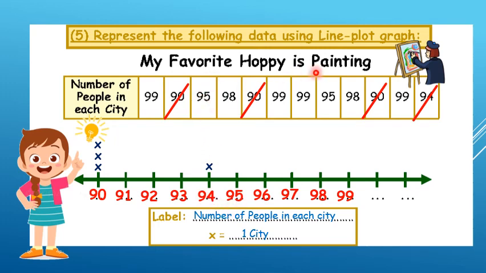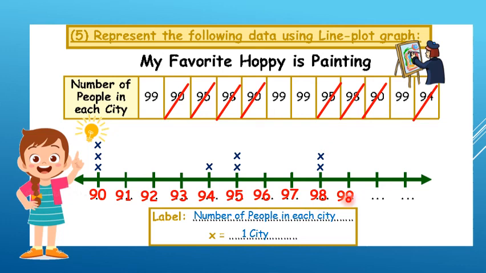95, yes. How many? 1, 2. Two cities only have 95 people who love painting. Then we will write down 2 X's only above 95. Is there 96? No. 97? No. 98? Yes. How many? 1, 2. Two cities only have 98 people who love painting. Then we will cancel and put X, and cancel and put X. Then we have 2 X's only above 98. Two cities only have 98 people who love painting.